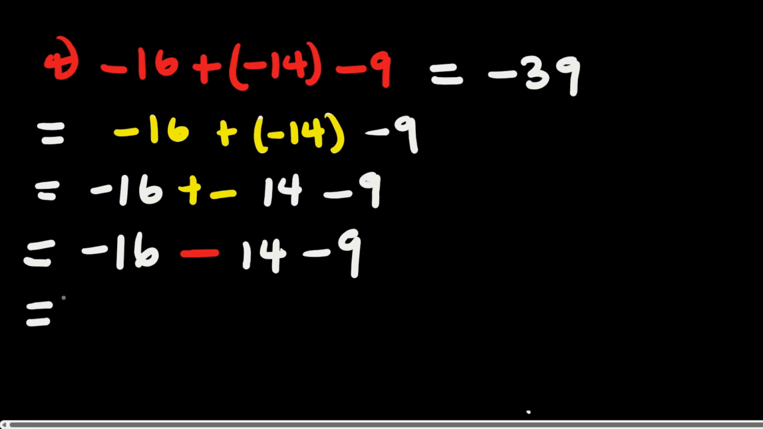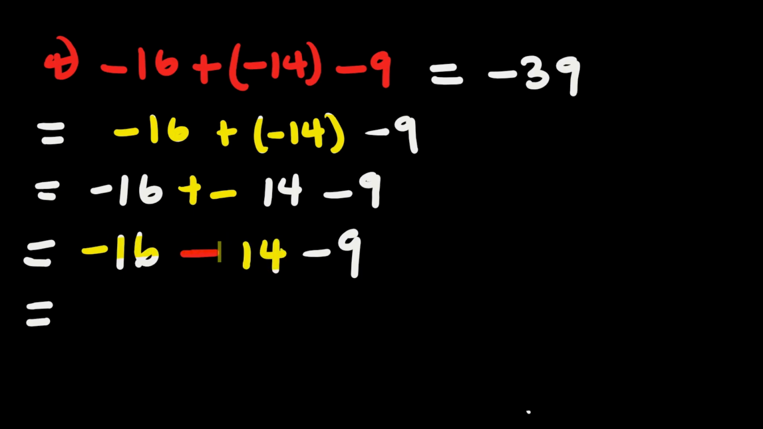So we're still dealing with the first 2. The first 2 has the same signs. So when the signs are the same, what do we do? We keep the common sign, which is negative. Then we add the 2 numbers, in this case 16 plus 14, and that gives us 30.